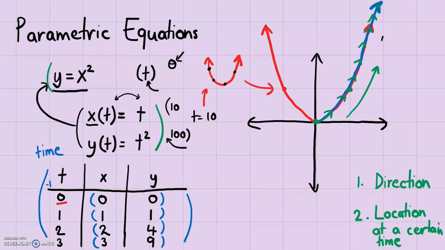Right? So it's going to be somewhere all the way up over there. So as time increases, we can go this way like this. And we can also find the exact location of the object at a certain time, when t equals a certain number.